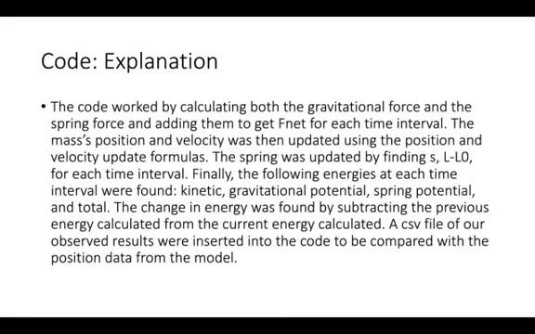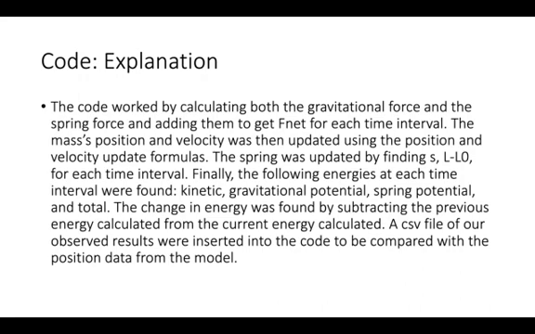The code worked by calculating both the gravitational force and the spring force and adding them to get F net for each time interval. The mass's position and velocity were then updated using the position and velocity update formulas. The spring was updated by finding s, L minus L naught, for each time interval. Finally, the following energies at each time interval were found: kinetic, gravitational potential, spring potential, and total. The change in energy was found by subtracting the previous energy calculated from the current energy calculated.